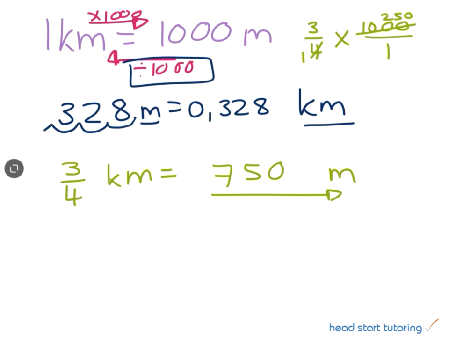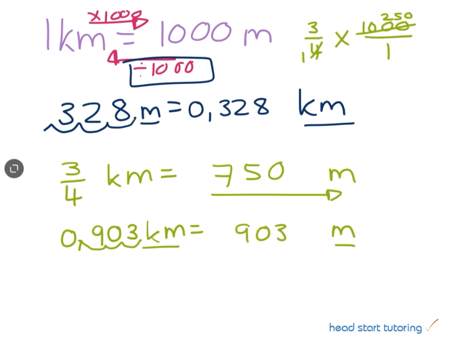If I would like to work out 0.903 kilometers into meters, I will multiply because kilometers into meters, I'm going from a bigger measurement to a smaller measurement, so my number needs to get bigger. 1, 2, 3 because I'm multiplying by 1,000. So my answer is 903 meters.